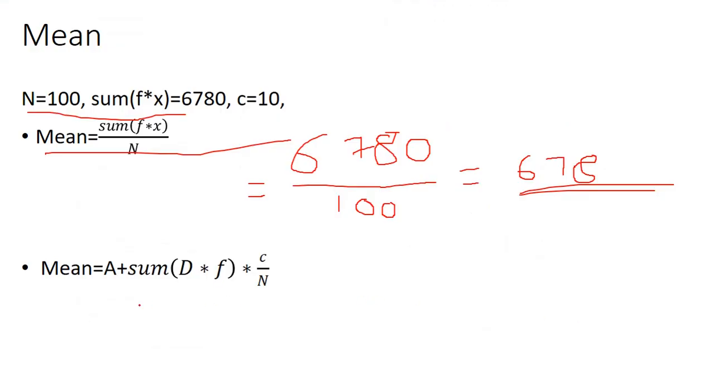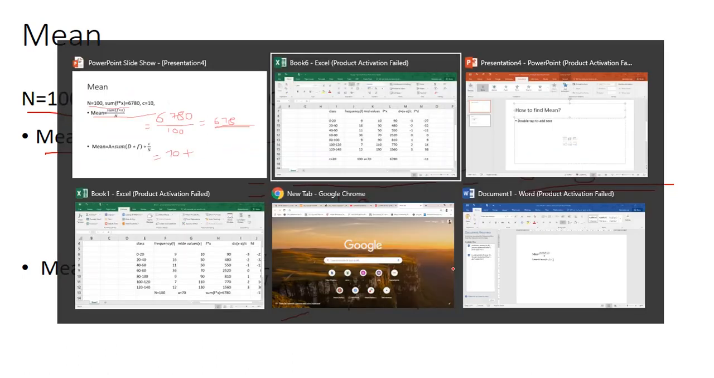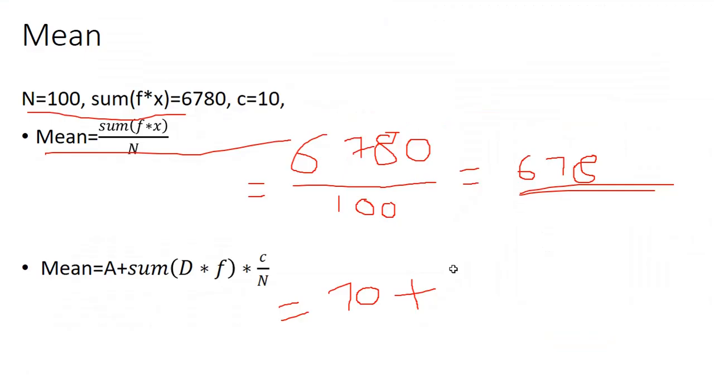Now we can substitute in the formula. So our A is 70 plus sum of f d value is minus 11 divided by n, which is 100, into C, which is 20.